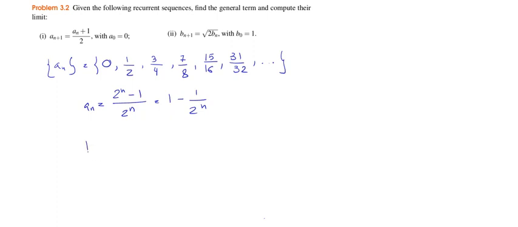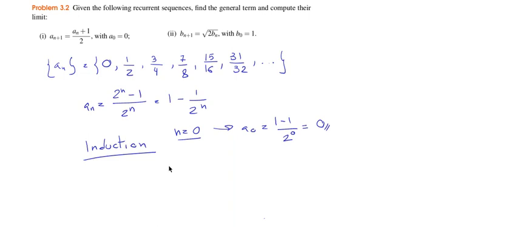How do we prove this? Using our old friend, induction. How do we start with induction? We start with the first n, in this case n equals 0. For n equals 0, we just said this is 1 minus 1 over 2 to the 0, which is 1 minus 1, and this is 0. This is valid. Now assume it's valid for n. Now what happens with n plus 1?